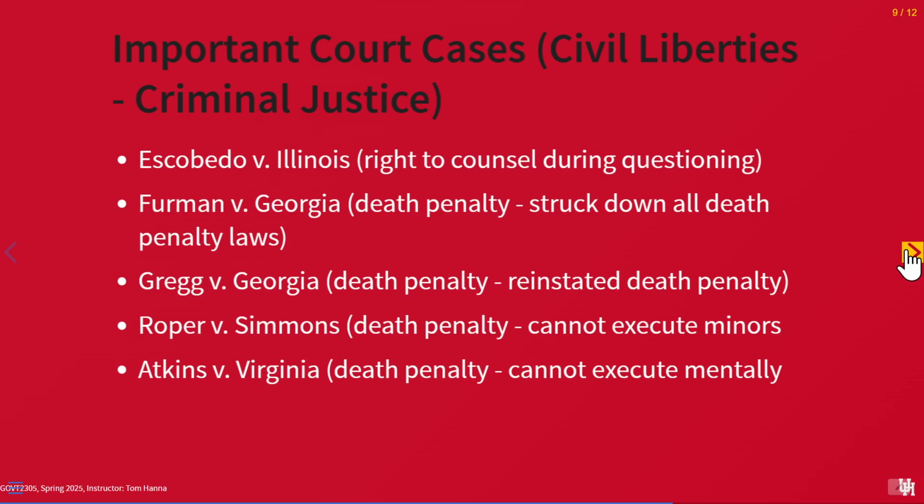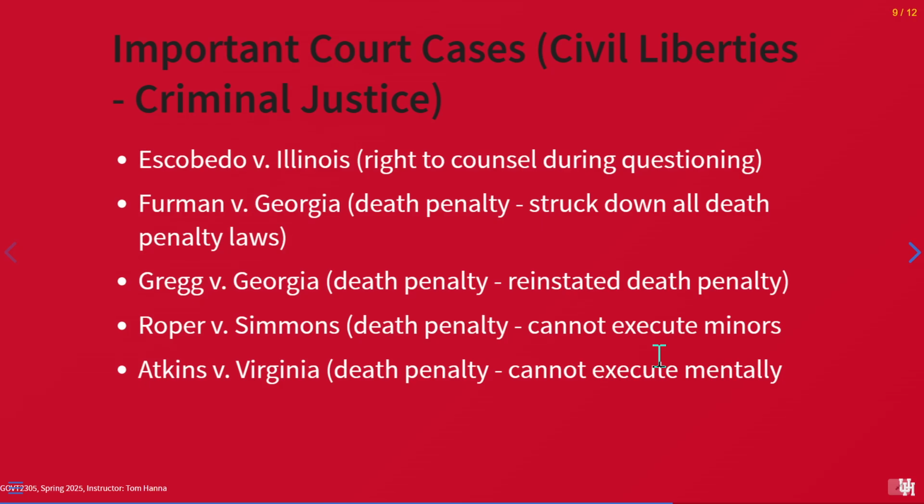Furman versus Georgia is the case that struck down all death penalty laws in the United States for a period of 7 years. And it was based on the Georgia law. So Georgia ended up being the one that had the next case, Gregg versus Georgia, where the death penalty was reinstated. So you can remember F for Furman comes before G for Gregg. Furman struck down the death penalty. Gregg versus Georgia reinstated the death penalty.